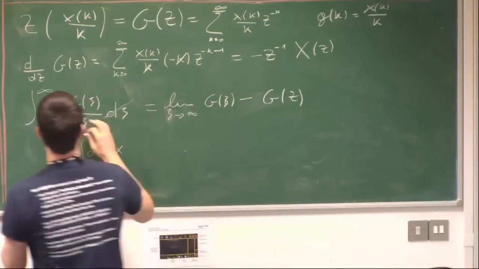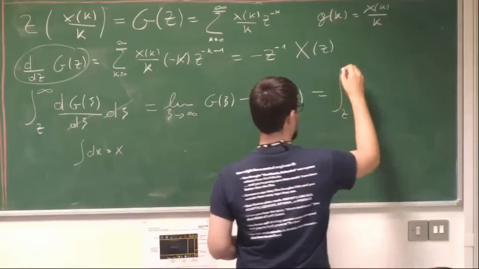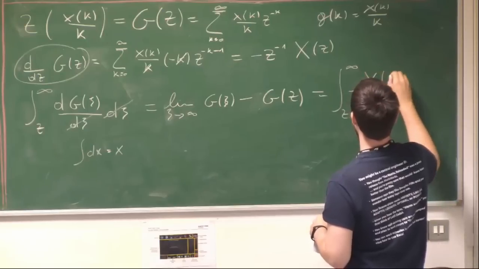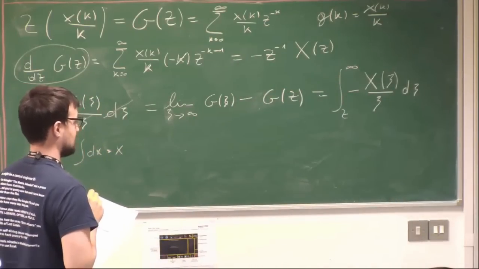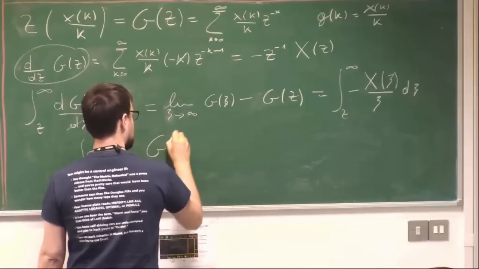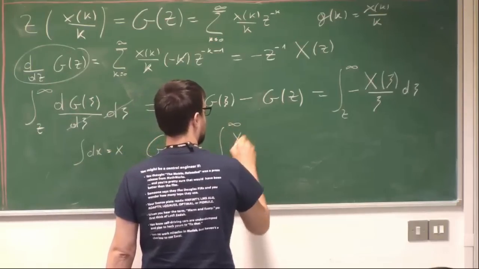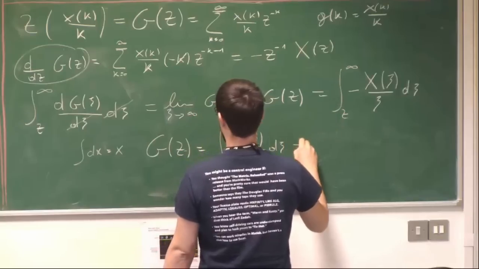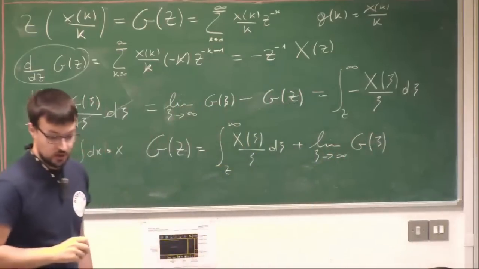And if we compute the integral of this part, this is obviously equal to the integral of this other part. So the integral with the variable that goes from z to infinity, like here, of this function, that is minus x of c divided by c, dc. Now we can reorganize these terms. So what is the formula we have to prove? The z transform, so g of z, is equal to the integral that goes from z to infinity of x of c divided by c, dc, plus the limit with c that goes to infinity of g of c. Okay? So we have almost proved the result.